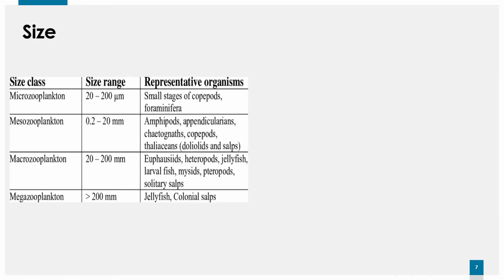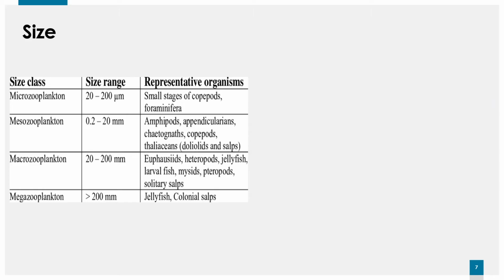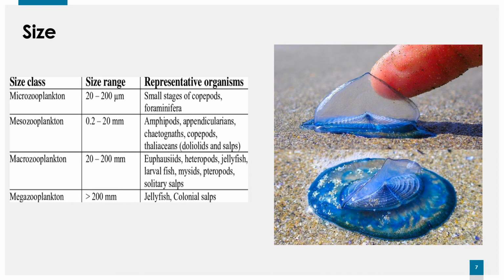And then lastly, we'll go to our megazooplankton. They are pretty much organisms that are greater than 200 millimeters. And that can include jellyfish and colonial salps. And in this image here, we have a good example, which is called the Portuguese man-o-war, which is probably a very popular image of an organism that we have probably seen in textbooks or on TV and such. And then another example that we have is the by-the-wind sailor, or Velella velella.